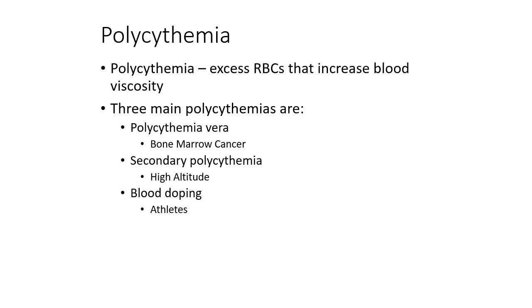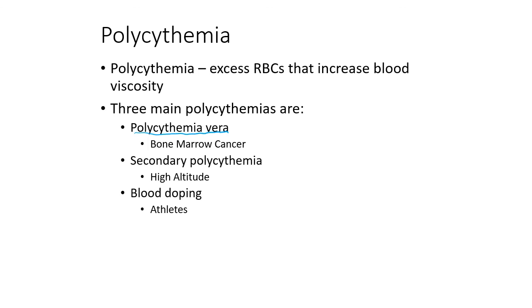As far as excess production, we also have things like polycythemia. Polycythemia is where we have excess amounts of red blood cells. This one's going to be more on the rarer side of things, but it can be from things that are a little bit more nefarious, like polycythemia vera, where we've got a bone marrow cancer that is causing the crowding of the bone marrow itself.